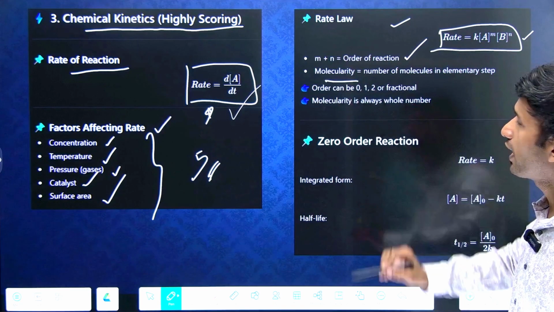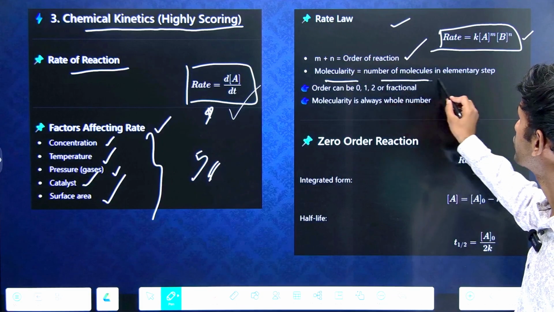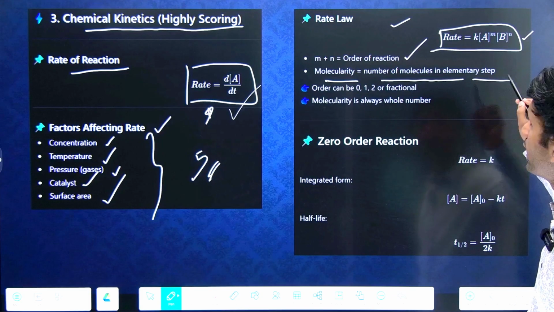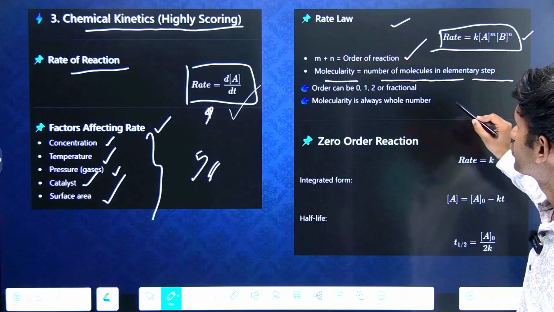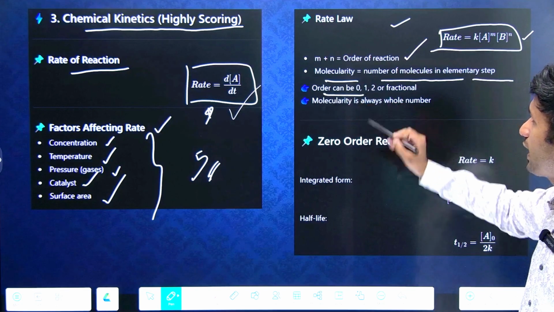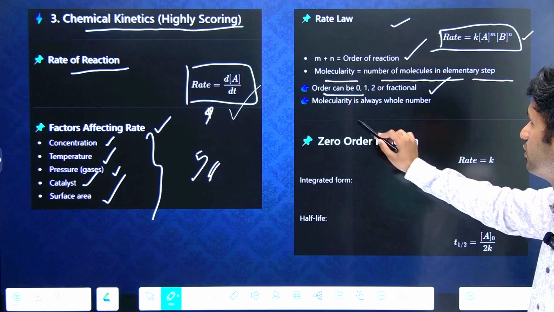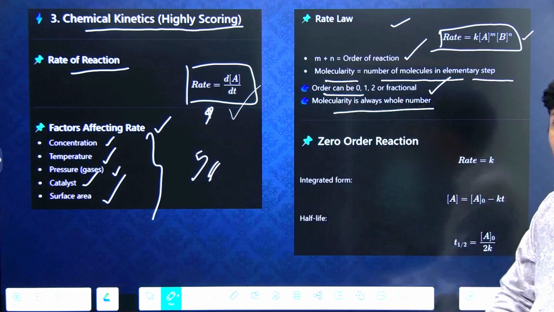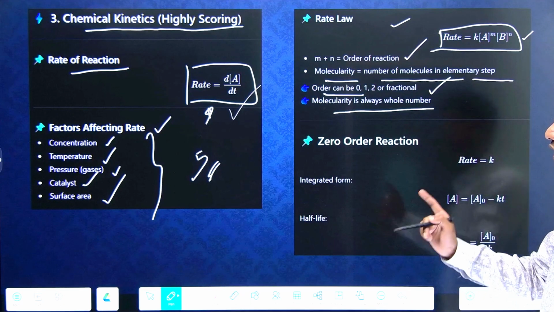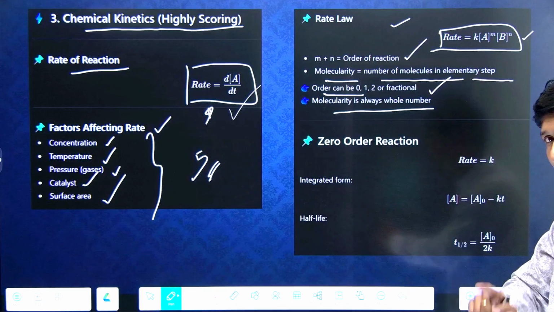How is the molecularity represented? It is equal to the number of molecules in your elementary steps. So this is very important. How can the order be? Order can be 0, 1 or 2, or also fractional. However, the molecularity is always a whole number. So it won't be fractional. It has to be a whole number.